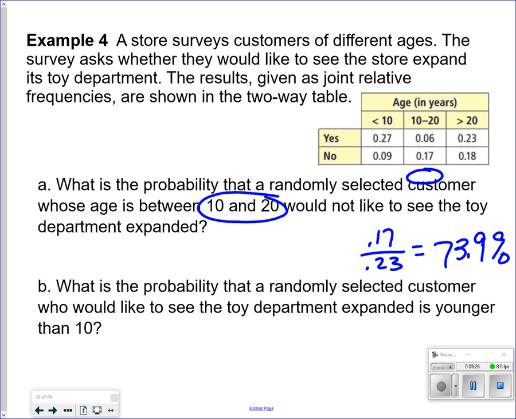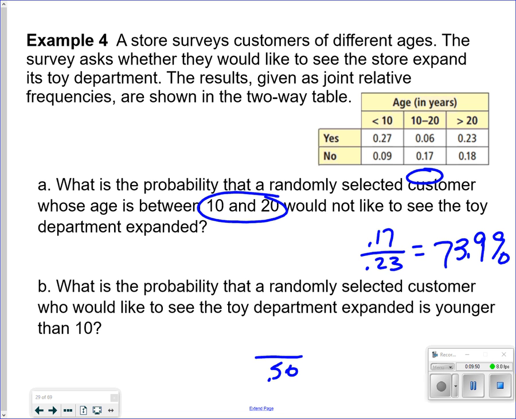What is the probability that a randomly selected customer would like to see the toy department expand? So now I want the yes people. So randomly selecting one of the yes people, 0.27, 0.06, and 0.23. So we're talking about 0.56.